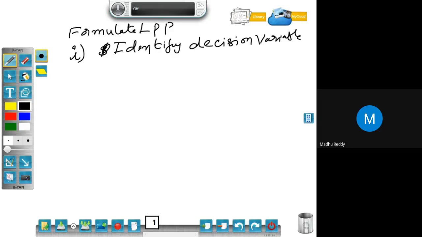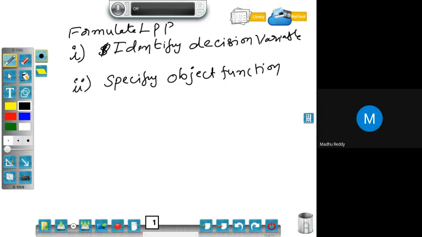The second one is to specify the objective function. Next one is to define the constraints.